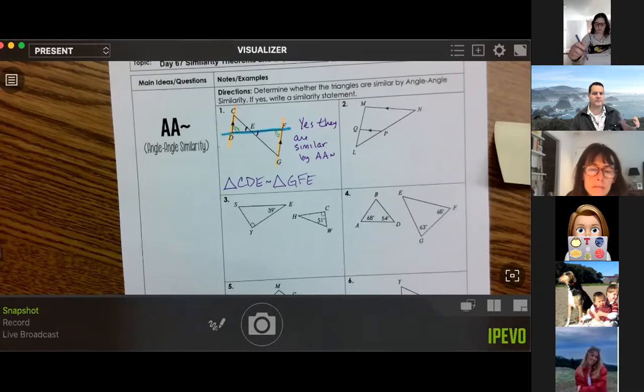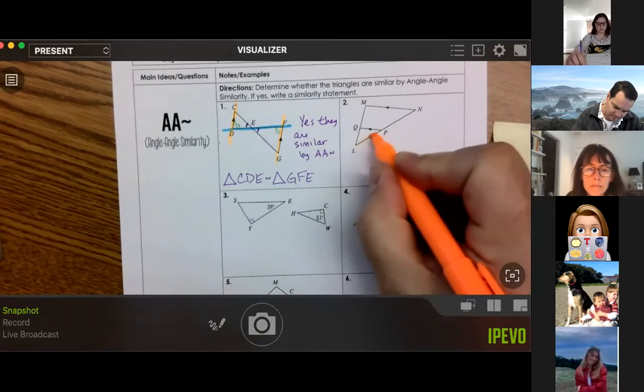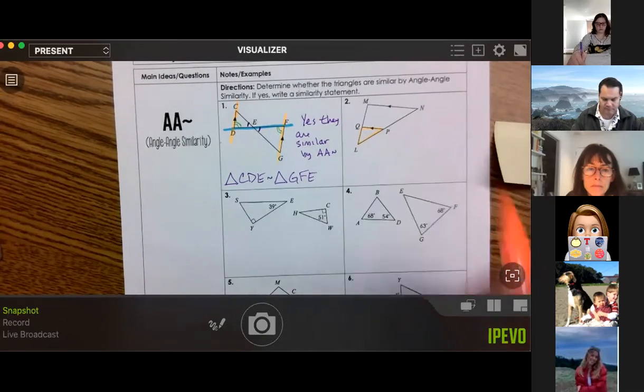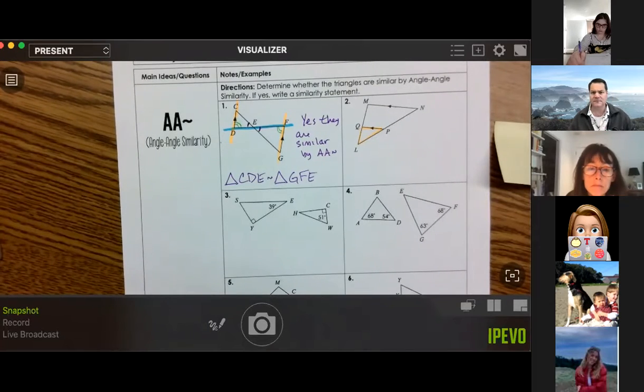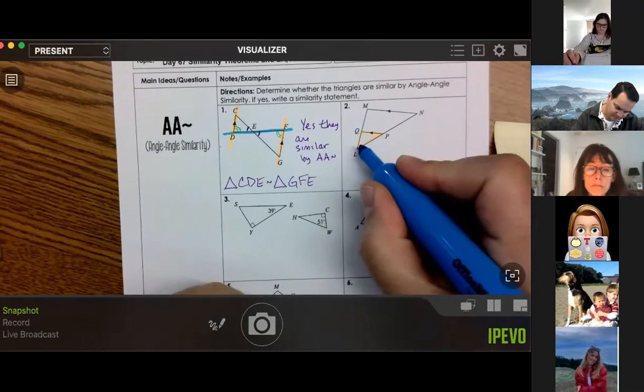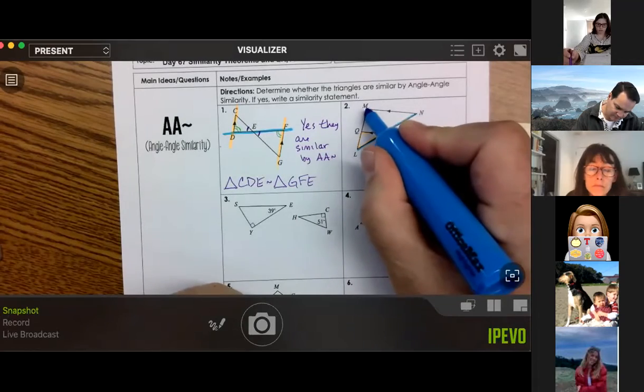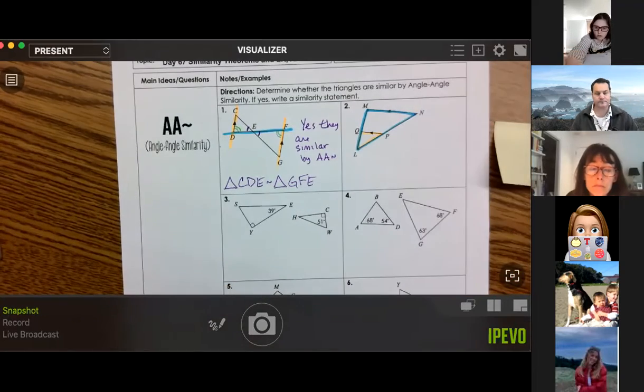Any questions? Okay, how about number 2? Do you see the two triangles? First one's pretty evident. Second one sometimes eludes people. Now, do you see that there's two pairs of angles that are congruent? Can anybody help me find them?